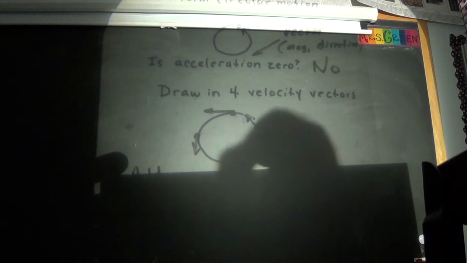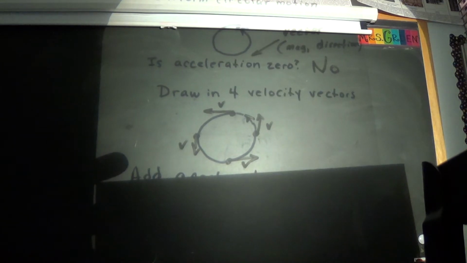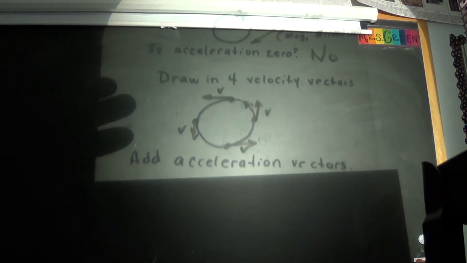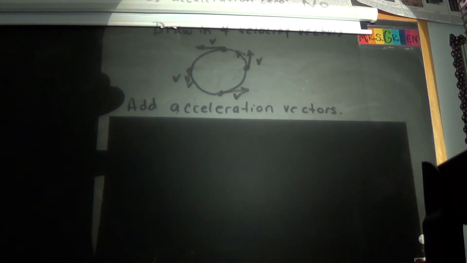So, did you draw in your 4 vectors? Mark them with a V for velocity. All right, then, let me move this up. I want you to add the acceleration vectors. Acceleration we talked about on Friday as well. So you're just redrawing what we did on Friday. Add the acceleration vectors. Who remembers which direction?